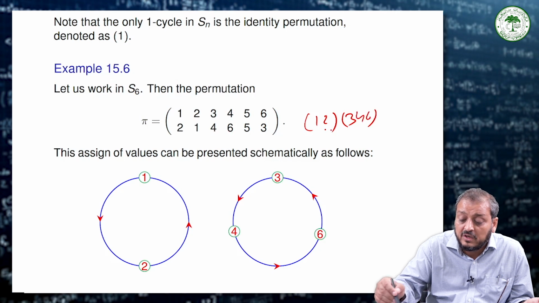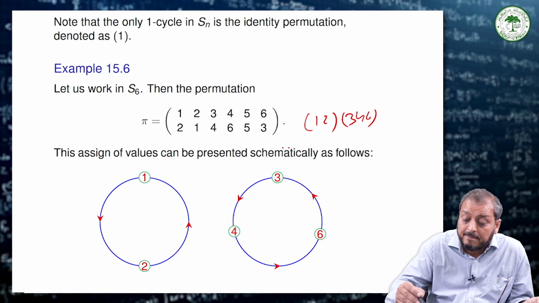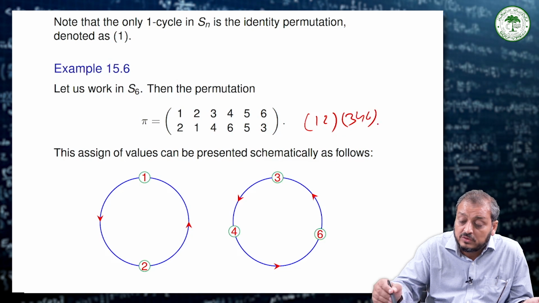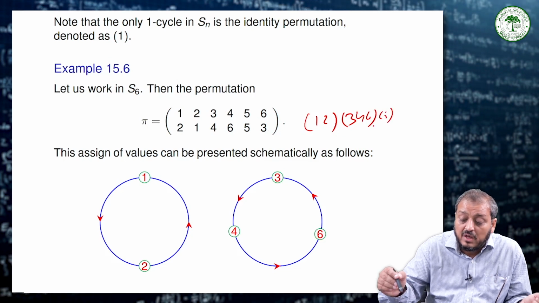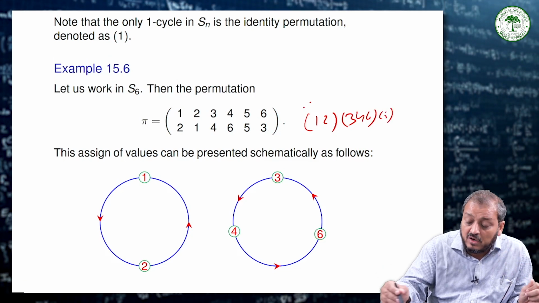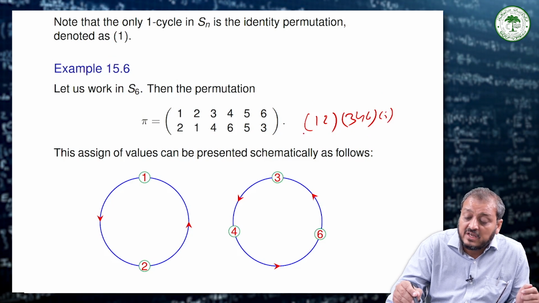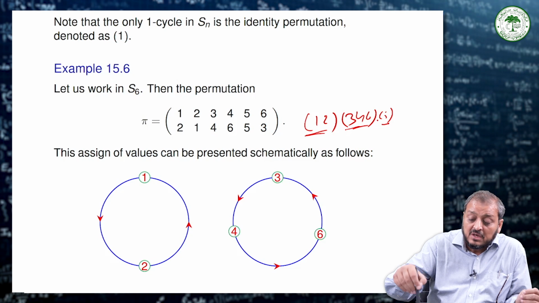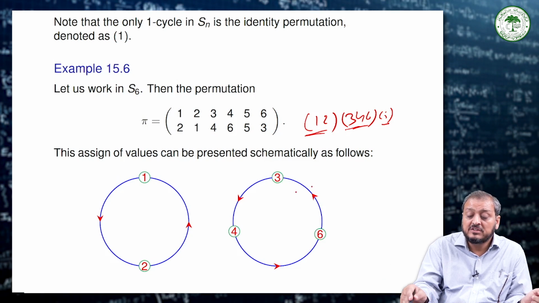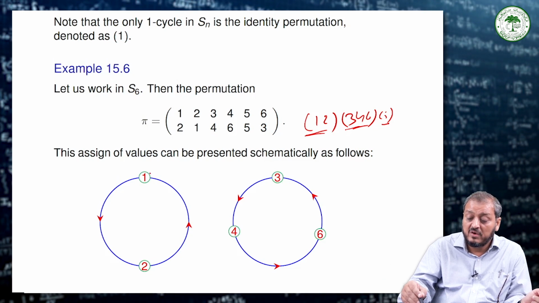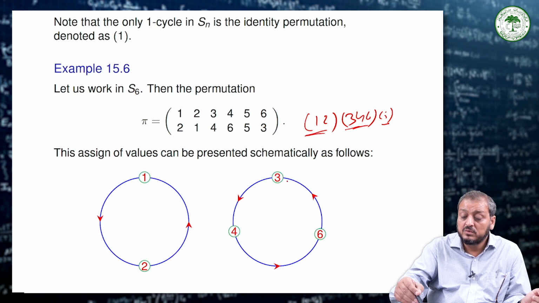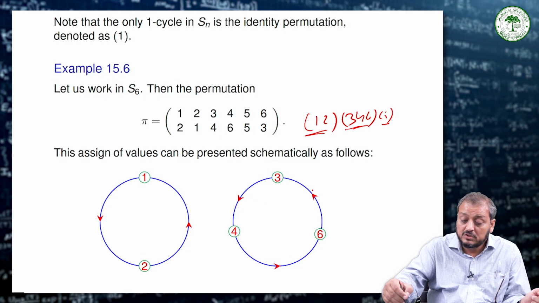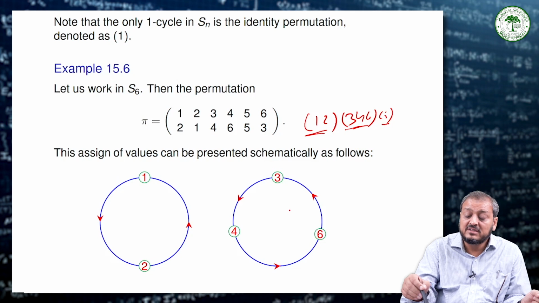So, 3 4 6, and 6 goes to 3, and then we have an orbit which is 5. We just said that there are 3 orbits, and this is cyclic: 1 2, and then 3 4 6, and then 5 itself. So, assign the values systematically: 1 and 2, then 3 goes to 4, 4 goes to 6, 6 goes to 3, and that is a cyclic notation.